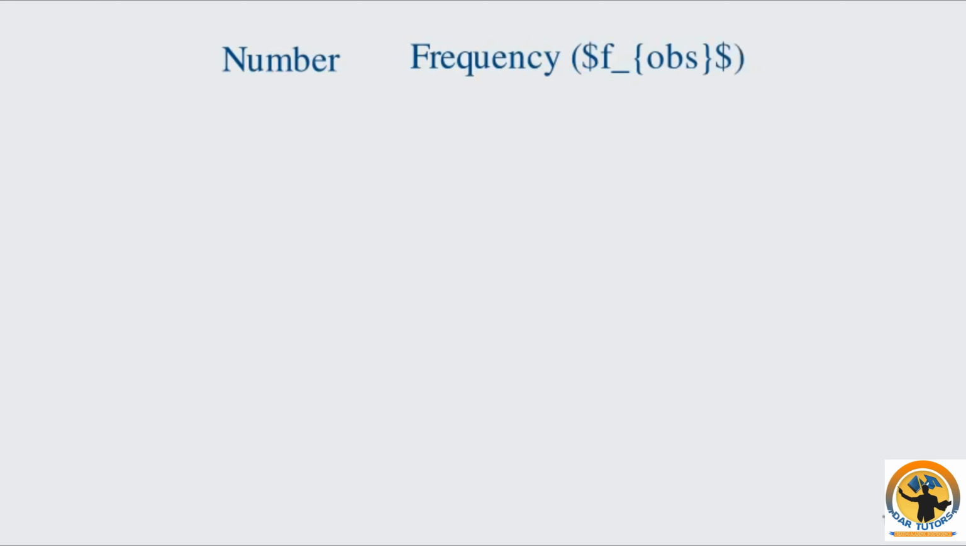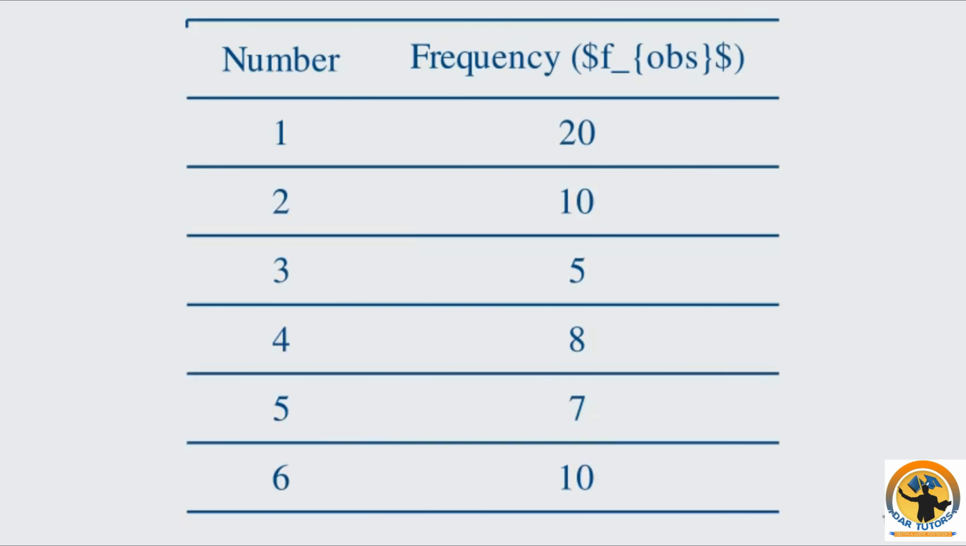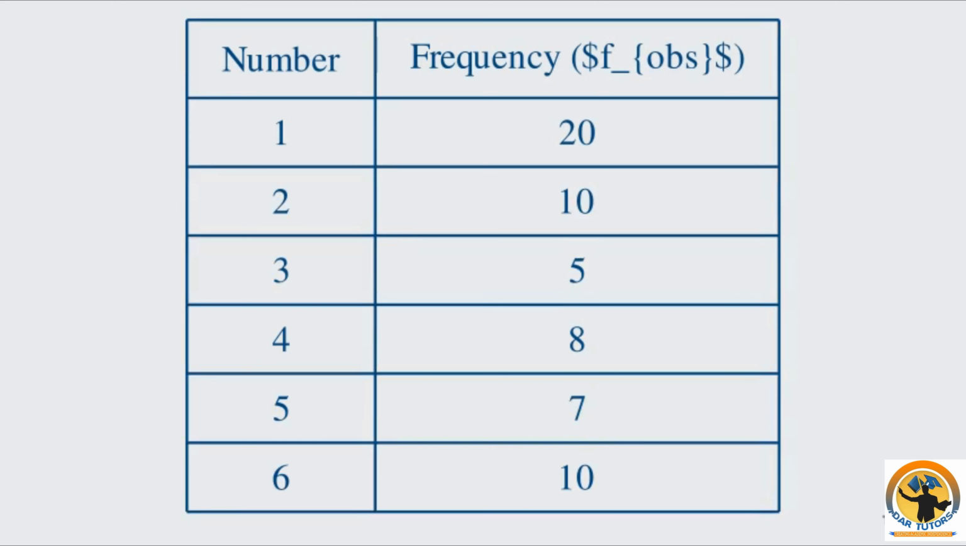Let's work through the example of a person rolling a die. Suppose Rico rolls a die 60 times and gets these results. He rolls a 1 20 times, a 2 10 times, a 3 5 times, and so on. These are Rico's observed frequencies. The question is: is this die biased? This is where the goodness of fit test comes in. We want to see how well these frequencies fit the model of a fair die.